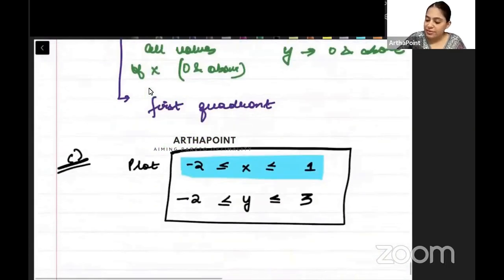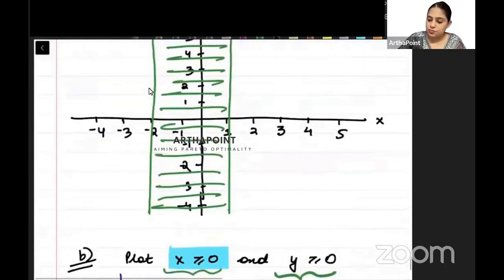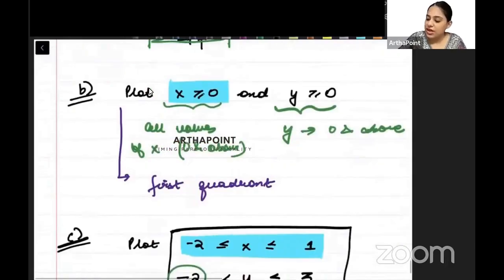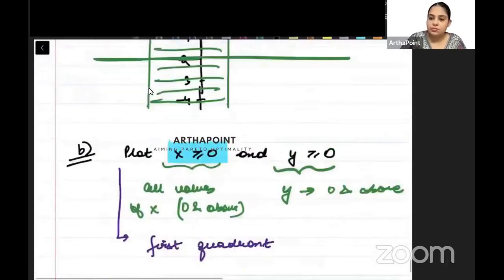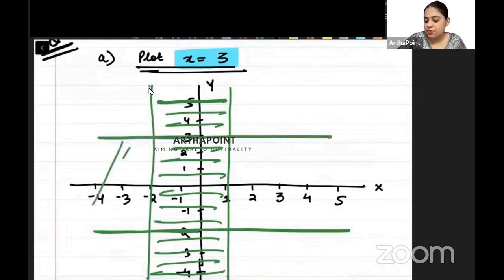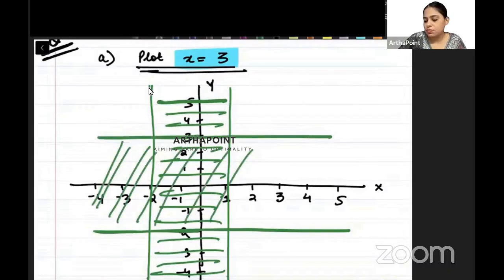Similarly, if I look at y, beta, y can be -2. Y can be 3. या y can be 3. Or anything in between.